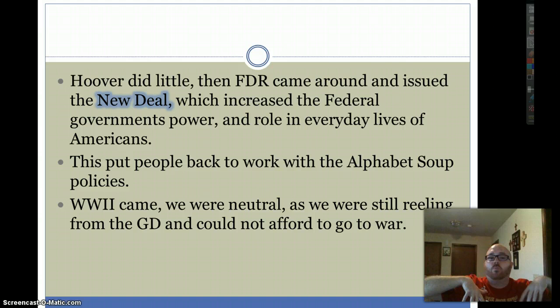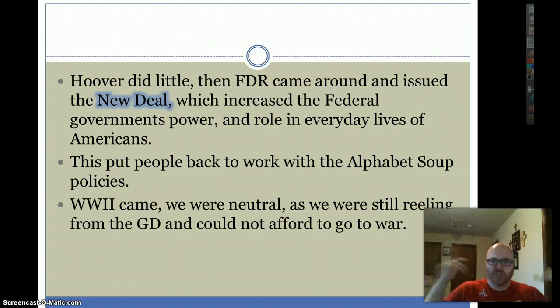And also put to work people, the alphabet soup policies, the CCC, the WPA, the AAA. Roosevelt had a lot of opposition, especially the Supreme Court, so he wants to court-pack, and so it gets the Supreme Court back on his side. So the Great Depression, New Deal with it. The New Deal kind of helps, but it doesn't get us out of the Great Depression. What gets us out of the Great Depression is our spending during World War II. World War II comes, and we're out of it.